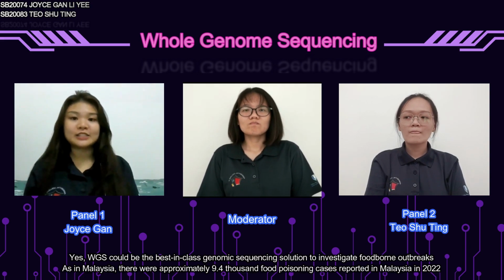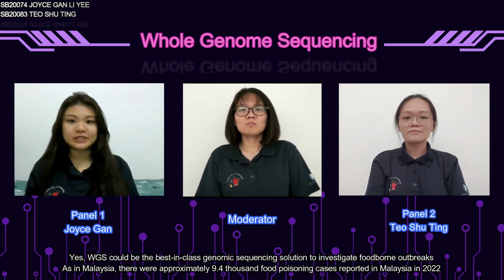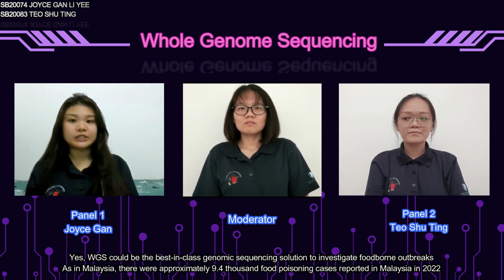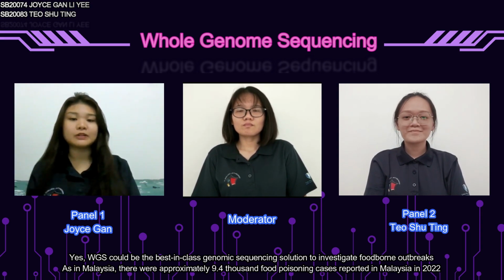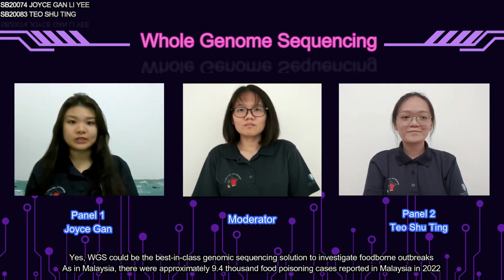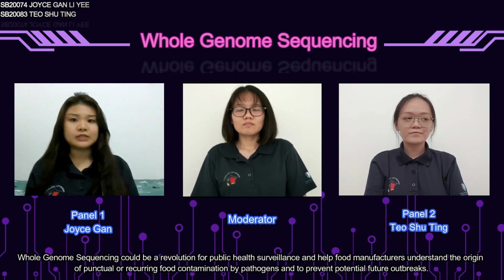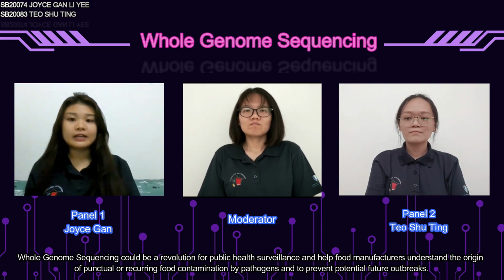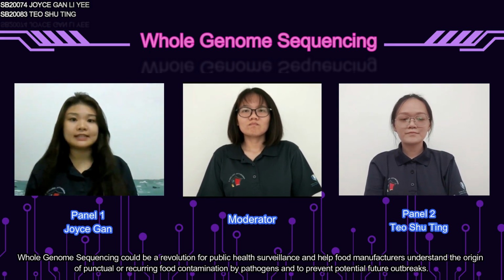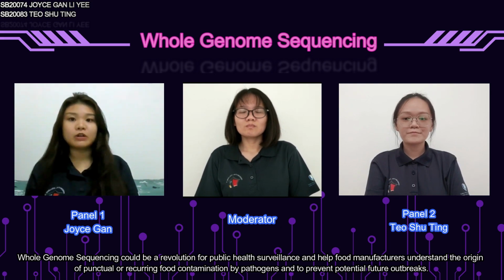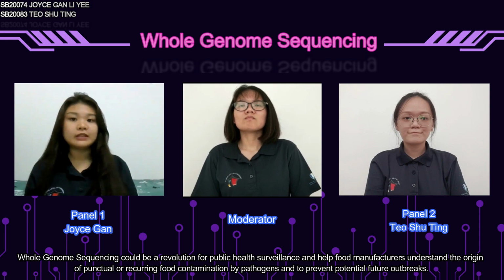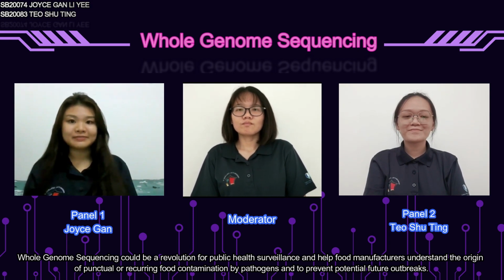Yes, WGS could be the best-in-class genomic sequencing solution to investigate foodborne outbreaks. In Malaysia, there were approximately 9,400 food poisoning cases reported in 2022. Whole genome sequencing could be a revolution for public health surveillance and help food manufacturers understand the origin of punctual or recurring food contamination by pathogens and prevent potential future outbreaks.